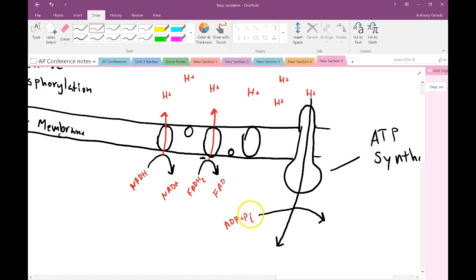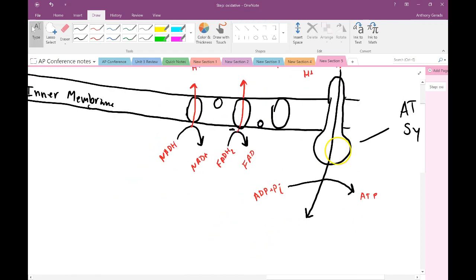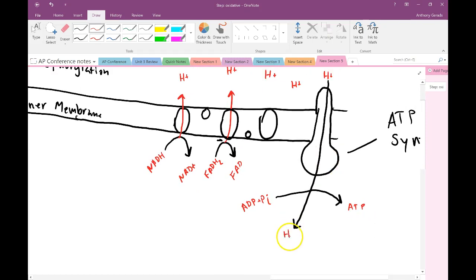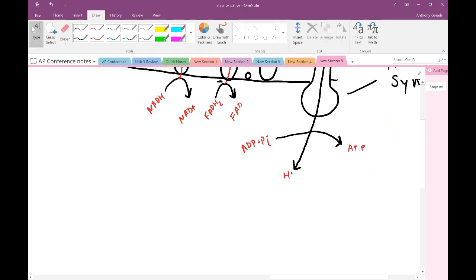And what do you think it turns it into? To ATP. So it generates ATP, and it leaves me with these hydrogens down here. But now I've got to do something with those hydrogens. All right? So you remember in cellular respiration, we said we start with glucose and oxygen, and we end up with carbon dioxide and water.